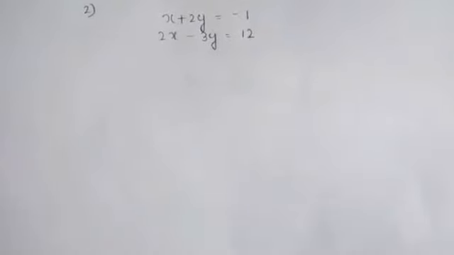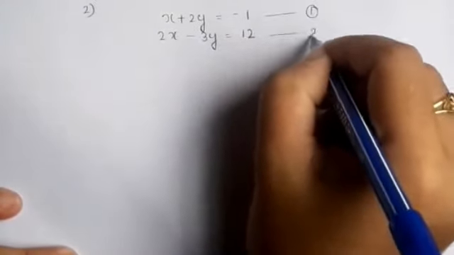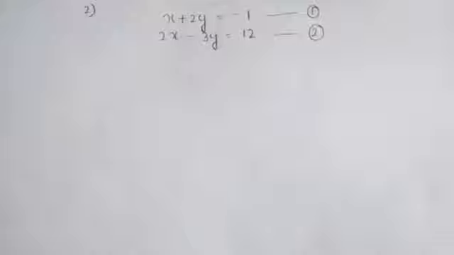Next problem. x plus 2y is equal to minus 1 and 2x minus 3y is equal to 12. Okay, so the second problem. As usual, the first step: mark the given equations as equation number 1 and equation number 2.